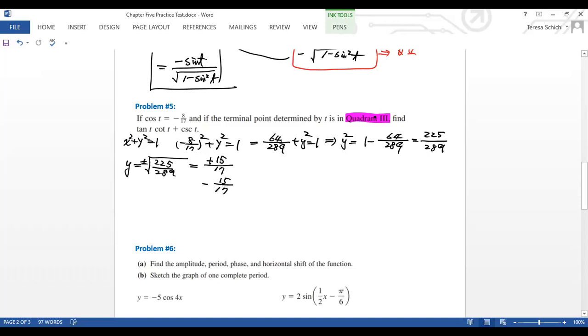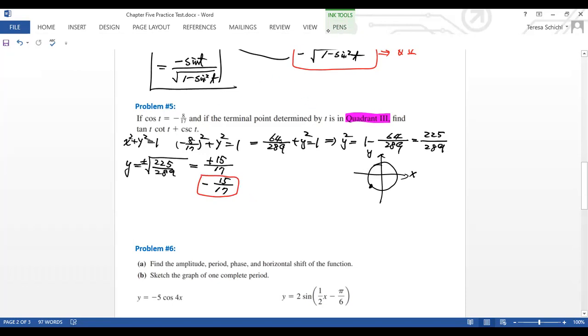So let's take a look. It's in quadrant number 3 here. That means my point is in here. If it's in here, is my y positive or negative? This is x, this is y. So what happened to my y? y has to be negative. So negative 15 over 17 will be my answer for y, right?